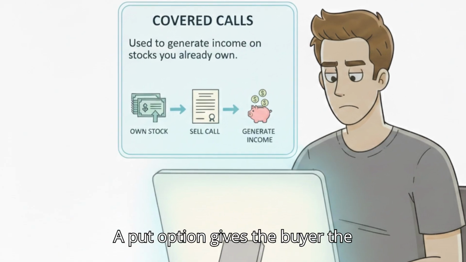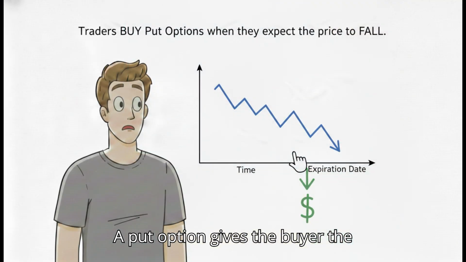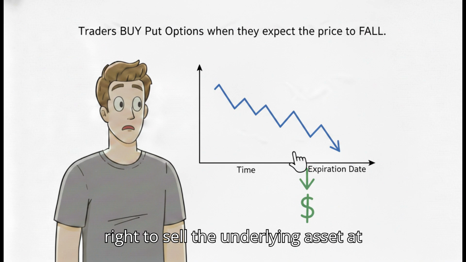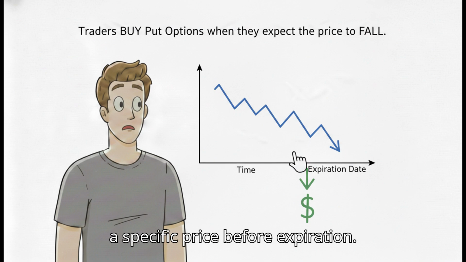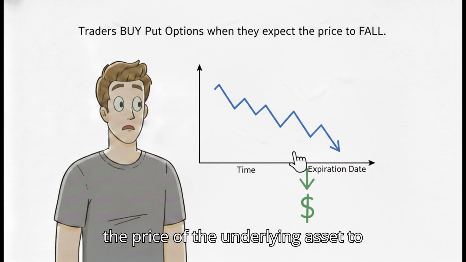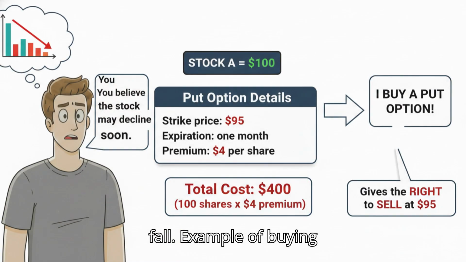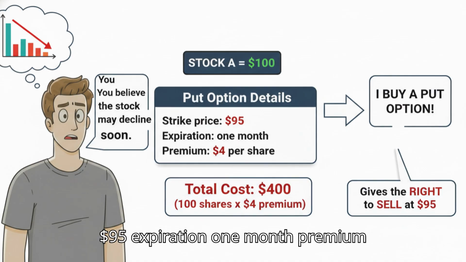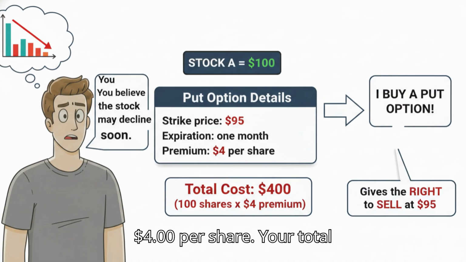Put options, explained. A put option gives the buyer the right to sell the underlying asset at a specific price before expiration. Traders buy put options when they expect the price of the underlying asset to fall. Example of buying a put option. Assume a stock is trading at $100. You believe the stock may decline soon. You buy a put option with strike price $95, expiration 1 month, premium $4 per share. Your total cost is $400.